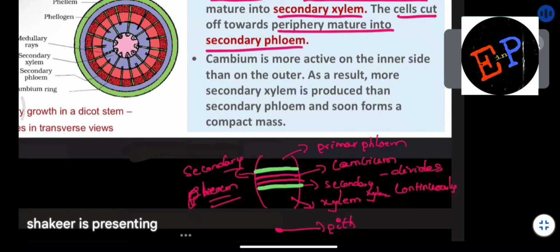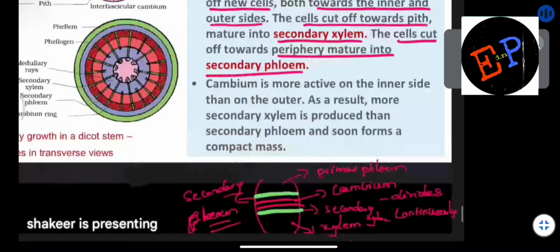అర్థమవుతుంది కదా? So this cambium divides continuously. On the inside, what is formed? A secondary xylem will be formed towards the center, towards the pith, and towards the periphery or towards the outer surface, secondary phloem will be created. Clear, Nama? So this is the function of this cambium ring.